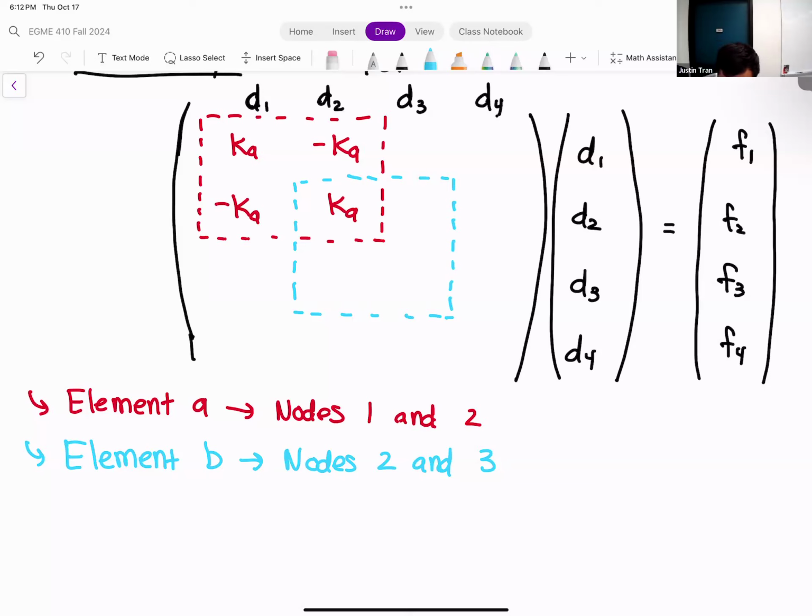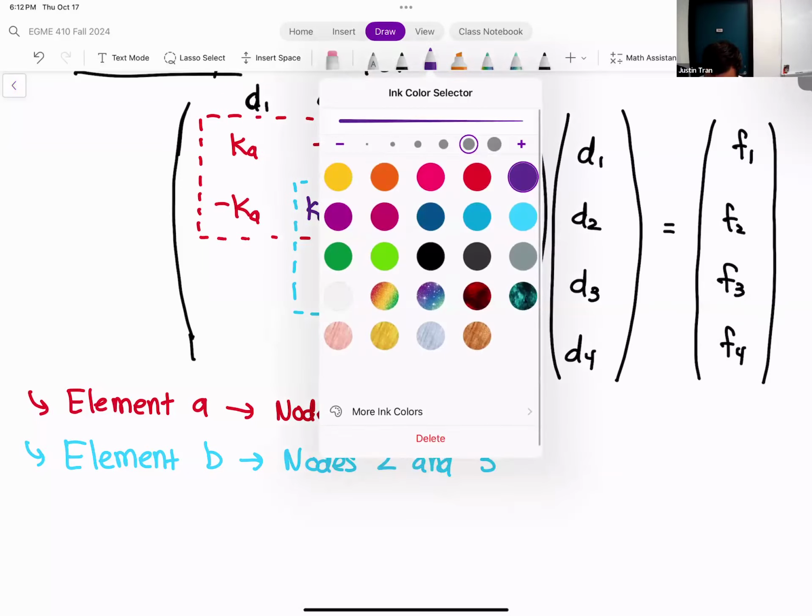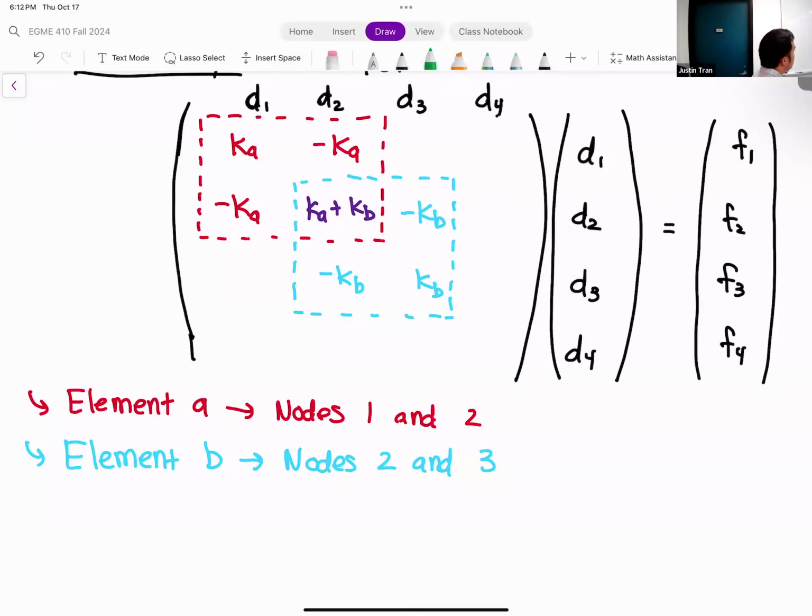So I'm going to fill in everything from element B into these slots here. We have a minus KB, positive KB. And where those two intersect, remember, we're just going to simply add them together. In this intersection spot, we have KA plus KB. So that's two elements down. Let's go ahead and add the third element.